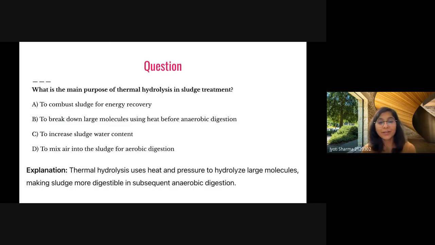Okay, I have already given you an explanation. What is the main purpose of thermal hydrolysis in sludge treatment? The options are: to combust sludge for energy recovery, to break down large molecules using heat before anaerobic digestion, to increase sludge water content, or to mix air into sludge for aerobic digestion. Based on that explanation, I think it would be easier for you to give me the answer.